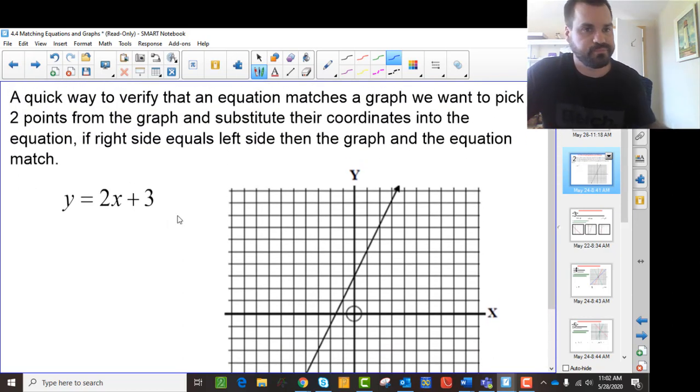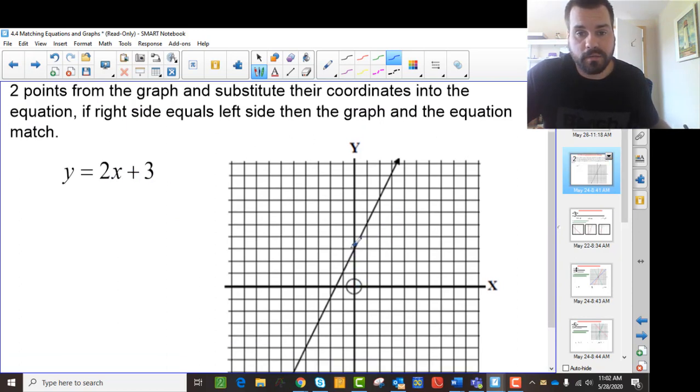So to show you that, we have y equals 2x plus 3. That's our equation, and we have this graph. So what I want to do is identify this point. That's the point 0 and 3. And then I'm going to identify this point, which is the point 1 and 5.